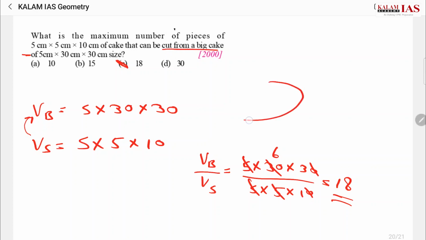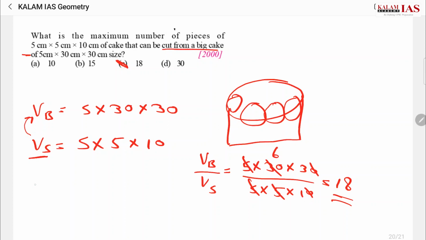So basically this is a cake. Suppose this is the cake, and from this cake we have to remove smaller cakes like this. So the volume, the total number of smaller cakes, summation of their volume will be equal to the total volume of the bigger cake. So 18 such smaller cakes can be cut from this bigger cake.